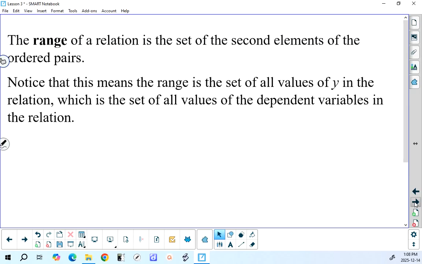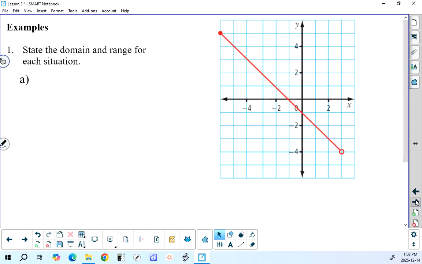The range of a relation is the set of the second elements. In other words, the range of a relation is the set of all of the values of y. And if you want to call that all of the values of the dependent variable, you certainly can. So we're going to get lots of examples here and practice with determining domain and range.